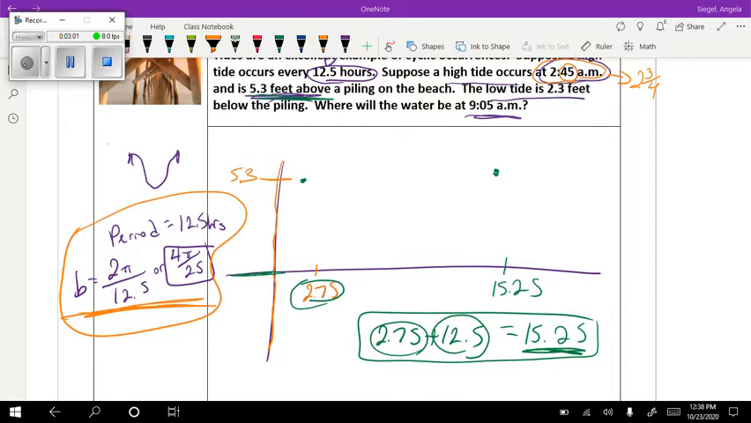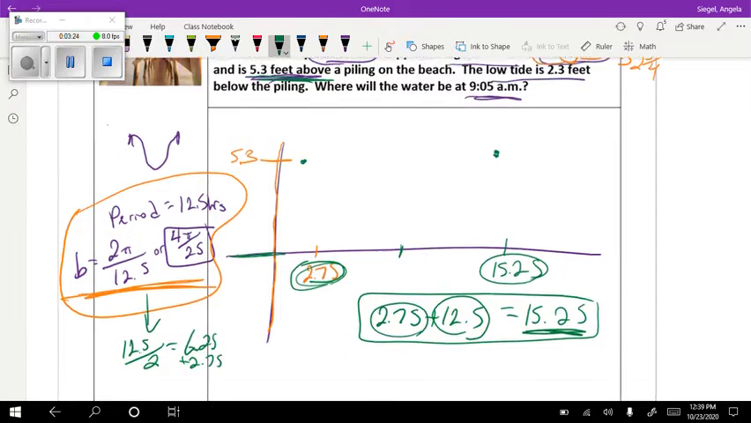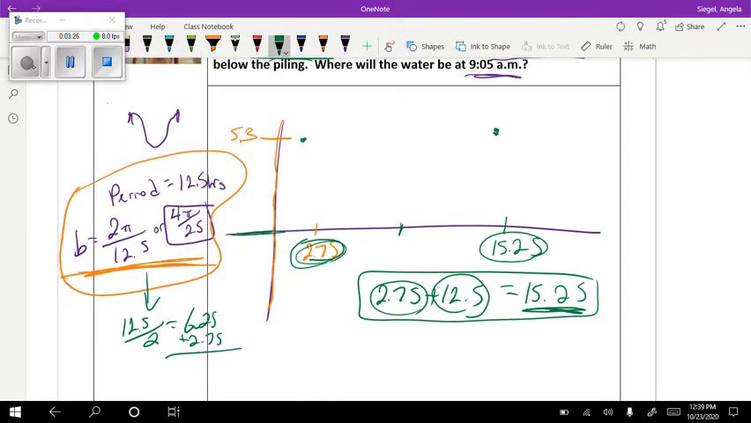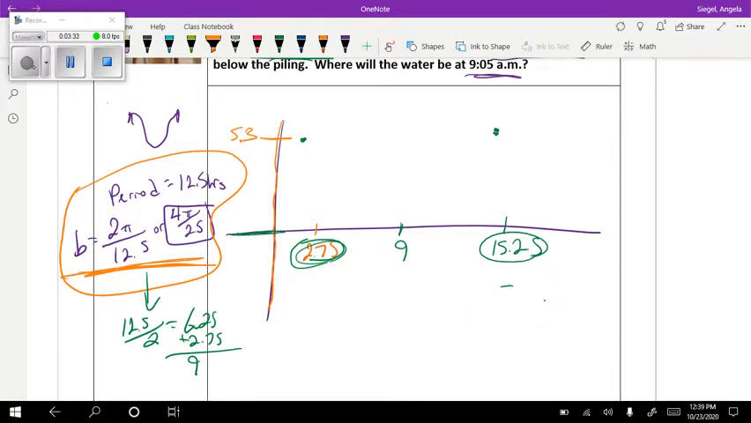Remember how I said that everything was very patterned. So I am going to figure out my low tide is halfway between these 2 points. So we have this 12.5, and I'm going to divide it by 2, and that's going to give me 6.25. And to find this middle point right here, I'm just going to add that to the 2.75, and that's going to give me my middle point, which is 9. So I know that my low tide is happening at 9.